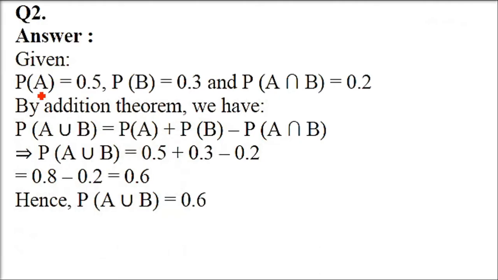Now question number 2, almost similar. If A and B are two events associated with a random experiment such that P(A) is 0.5, P(B) is 0.3, P(A intersection B) is 0.2, we have to find P(A union B). Just put in the values, all are given. P(A union B) will be 0.6. So this is the answer.